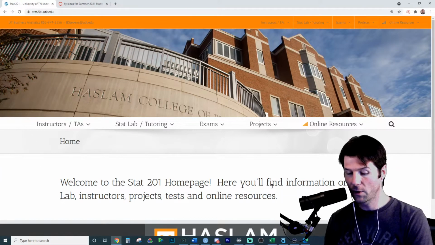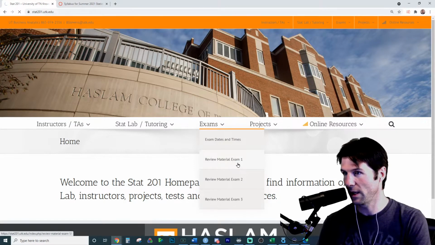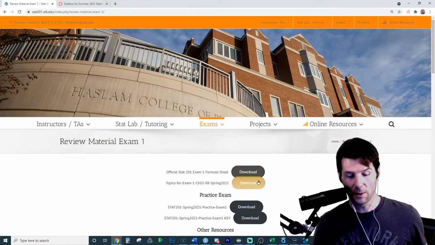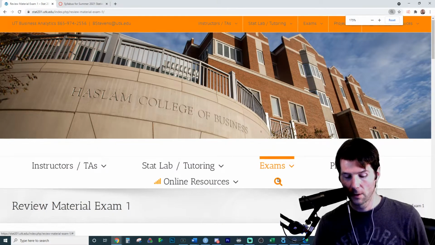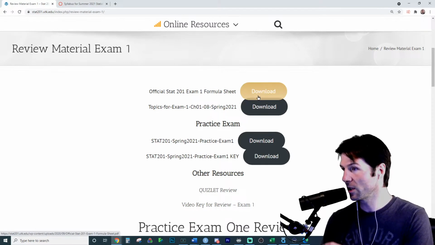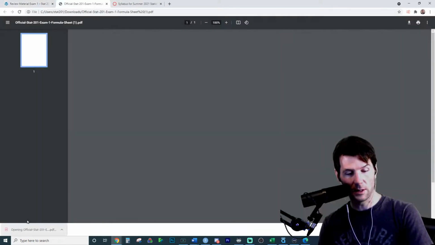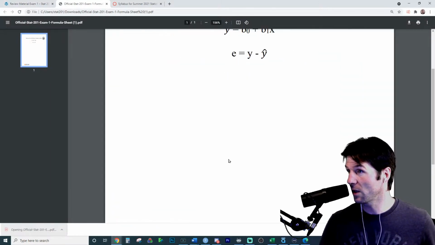Now, there's lots of great review right here. You can go over here to Review Material Exam 1. This is the first exam. When you go through here, you'll see it's the same material we have during the semester. If we scroll down a little bit, we see the Official Stat 201 Exam 1 formula sheets. This is the formula sheet you can use. Let's take a look at that. Here is the formula sheet. Not that much on the first exam.